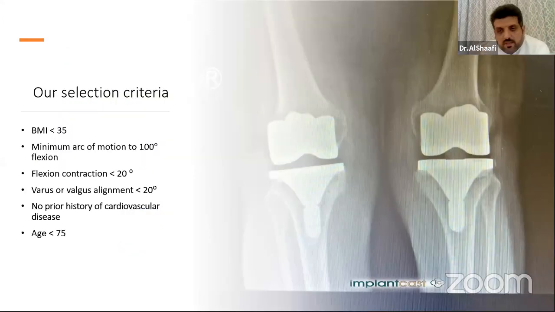Now let us see our experience in Saudi German Hospital in Asir. We created criteria to choose the patient for this surgery. The BMI has to be less than 35. The minimum arc of motion has to be 100 degrees of flexion. No flexion contracture of more than 20 degrees. No varus or valgus deformity of more than 20 degrees. And no prior history of cardiovascular disease, and the age must be less than 75 years.